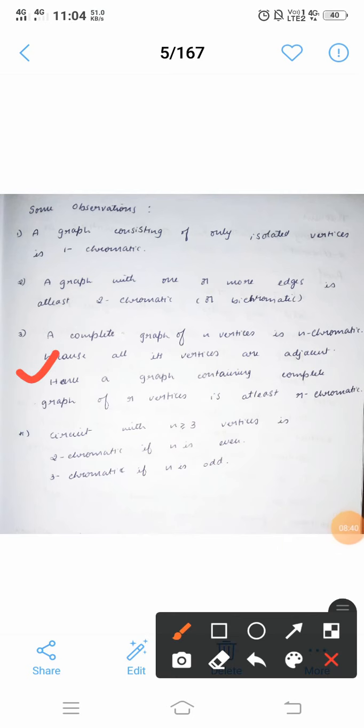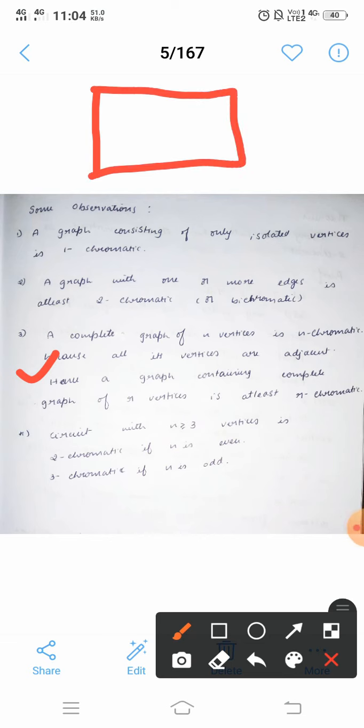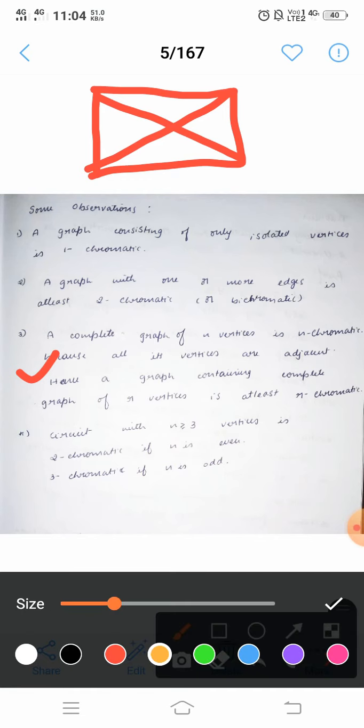I'm proving this observation, okay. This is a complete graph with 4 vertices. Now we'll see what is the chromatic number here. I'll paint this vertex with 1. Now here, this vertex is adjacent to the vertex which is colored with 1. So I can't take color 1 to paint this vertex. I have to take a different color. I'll be taking it as 2.